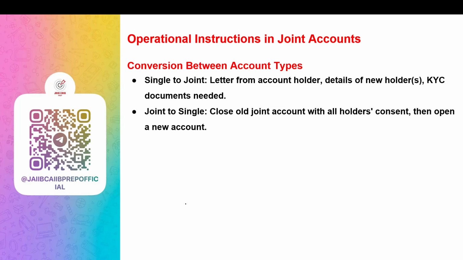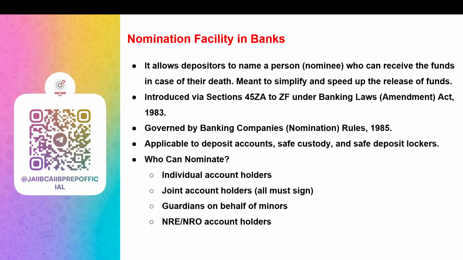Conversion of account from single to joint. The person must submit a letter stating why they want to add someone and what their relationship is. The specific signature of the new person is required, and KYC and documents of the new person must also be submitted. Joint to single account: all current joint holders must give written approval to close the account. A new single account is then operated in the name of the person who will continue.